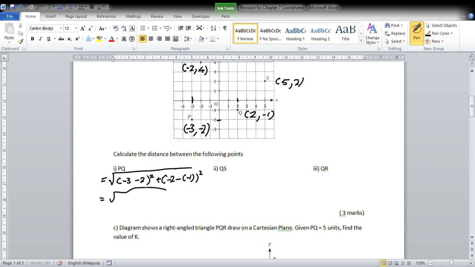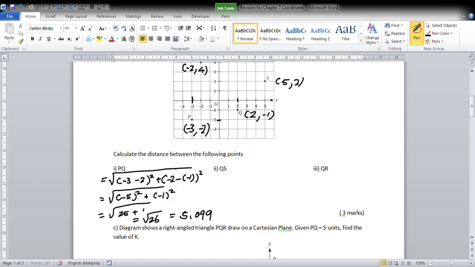Next, just simplify it. -3 minus 2 will be -5 squared, plus -2 minus -1. Here will be +1, so here is -1. Then you have 25, since -5 squared is 25, plus -1 squared is 1. So the square root of 26, and the answer will be 5.099.